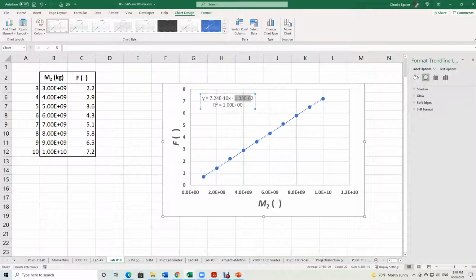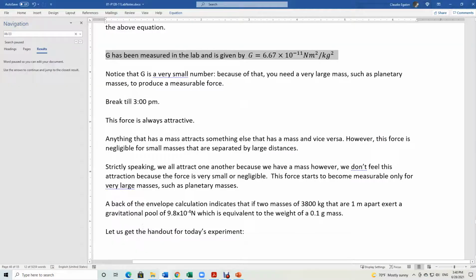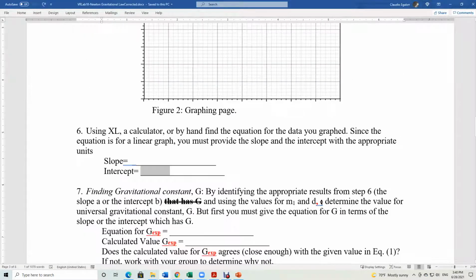Don't forget to put the units of the intercept, please. Otherwise, I'm going to take points out. So when you write down your answer, write it with the appropriate units. Put the number and the unit, not just for the slope, but also for the intercept.